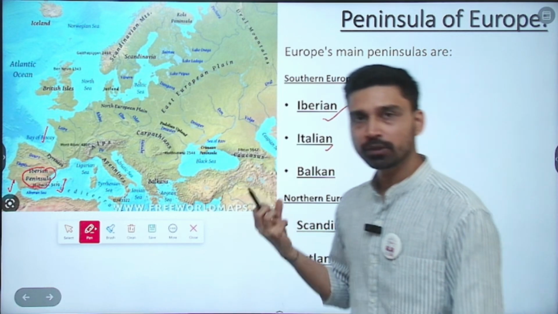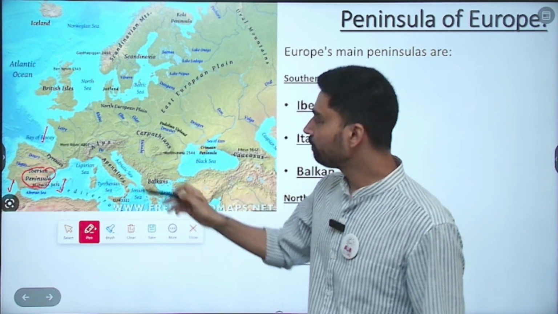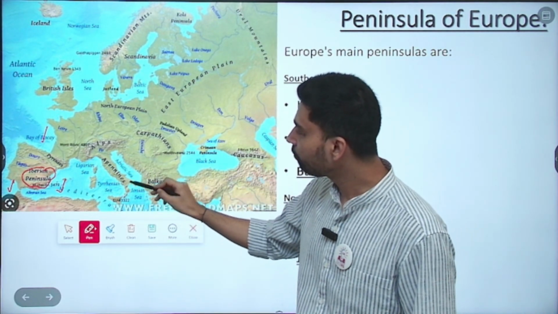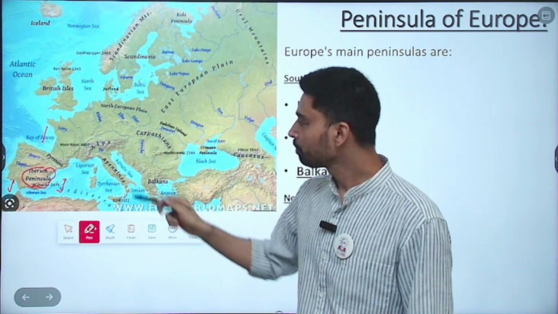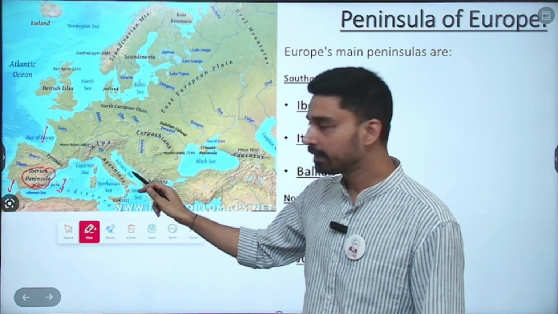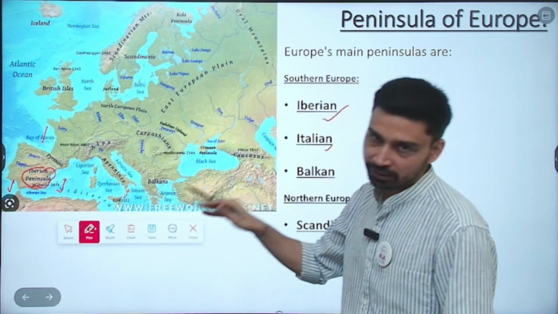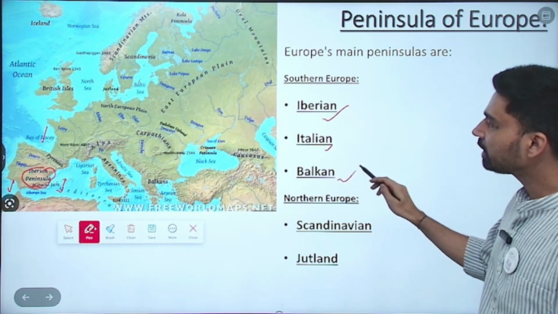Then we have Italy. Italy is a very well-known country in Europe, and if you look at the shape of Italy, the configuration of Italy is again similar to a peninsula, surrounded by the Tyrrhenian Sea, the Adriatic Sea, and further south the Mediterranean Sea. Then we have the Balkan Peninsula.